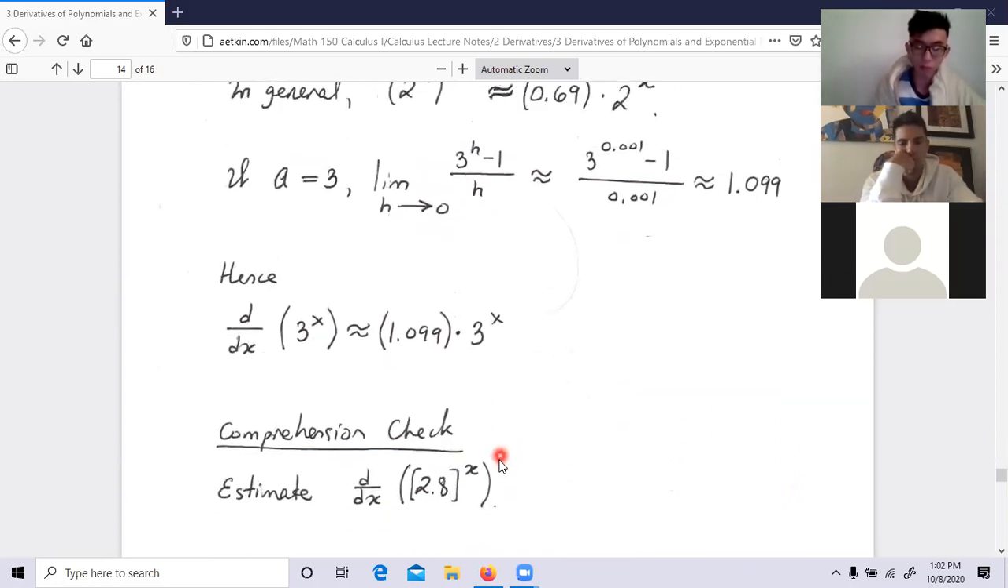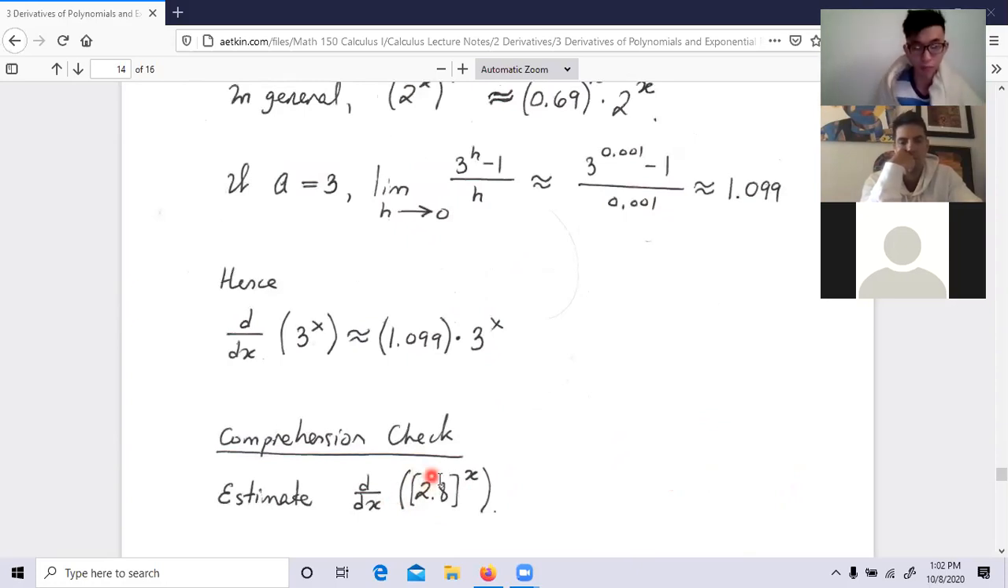So here is a comprehension check, guys, right? I want you to give me an estimation using your calculators, if you would prefer, what's the derivative of 2.8 to the power of x? If you understand what I mean, right? So you have a calculator or your smartphone or whatnot. I want you to write out the definition of the derivative for 2.8 to the x, and then estimate what it's roughly like.